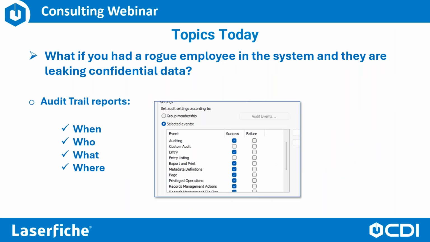What if you have a rogue employee in the system and they are leaking confidential data? So I had a client a while back report that they had found anecdotally, but they couldn't necessarily prove it, that somebody had viewed content in their repository when they thought they should not have been able to. Well, the first line of defense is to run an audit trail report.